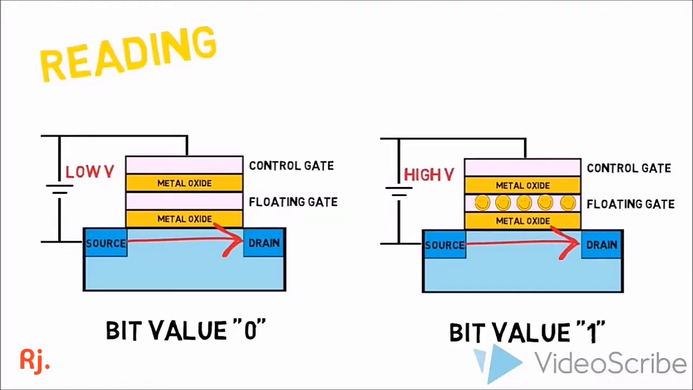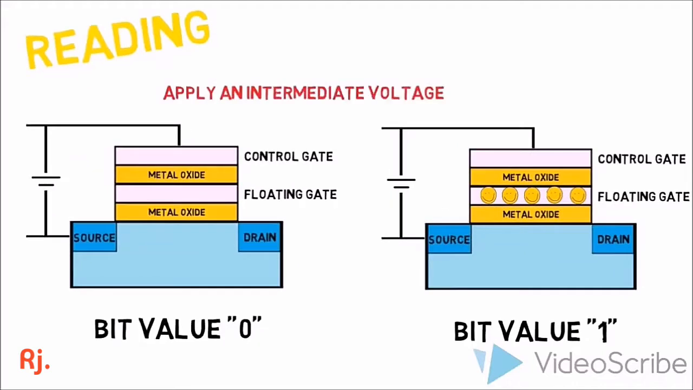This knowledge can be used to determine the bit values. We do this by simply applying an intermediate voltage. If current flows, it reads a bit value of 0. And if current does not flow, it reads a bit value of 1.